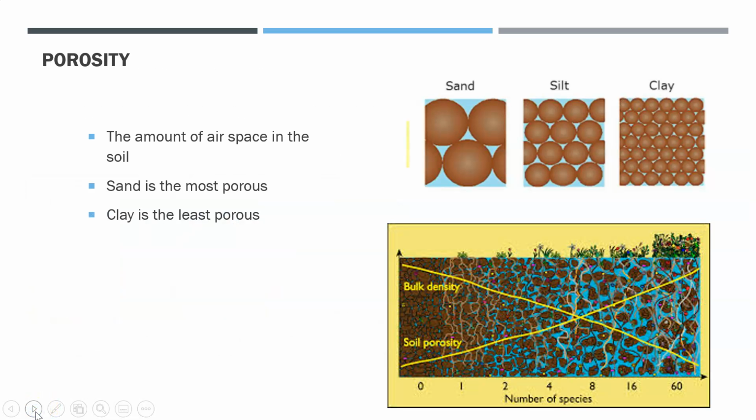So then we also have porosity, which is the amount of airspace in the soil. And this kind of runs the opposite of water holding capacity. Sand is the most porous, it has big gaps between it. Silt gets smaller, and clay is pretty hard packed together. So you can see plants tend to like something that has a bit more porosity to it because it's easier for their roots to move down through.